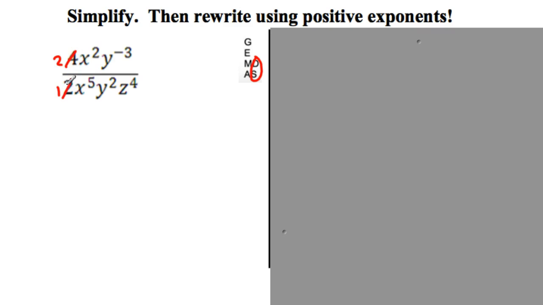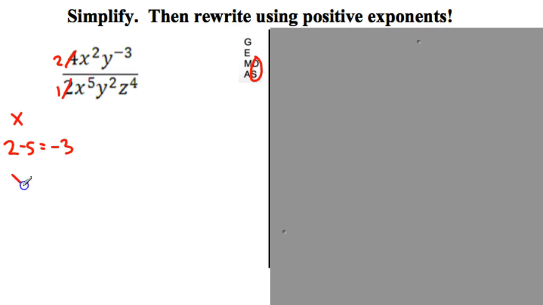All right, cool. Now the x's. So we have 2 minus 5. So these are the x's, right? We have 2 minus 5. 2 minus 5 is negative 3. So be careful. Don't do 5 minus 2. You take the exponent from the numerator and subtract it by the denominator.